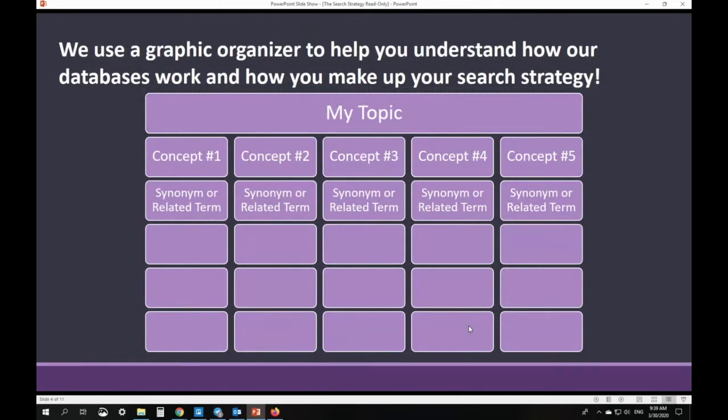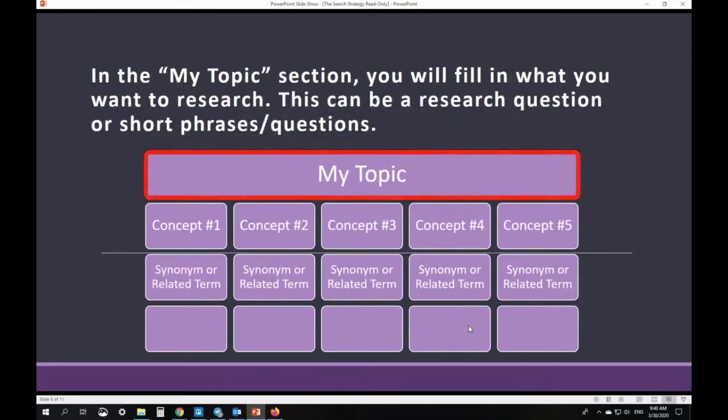We use a graphic organizer to help you understand how our databases work and how you can make up your search strategy. At the top, you'll enter your topic. Below the topic are 5 concepts or keywords related to your topic. Below the concept boxes are 24 synonym or related term boxes that can be filled out with synonyms or related terms. In the My Topic section, you will fill in what you want to research.